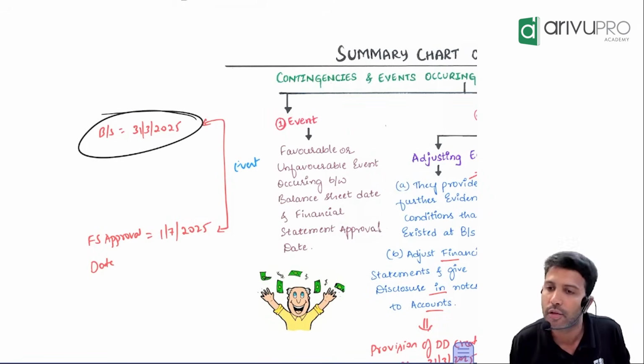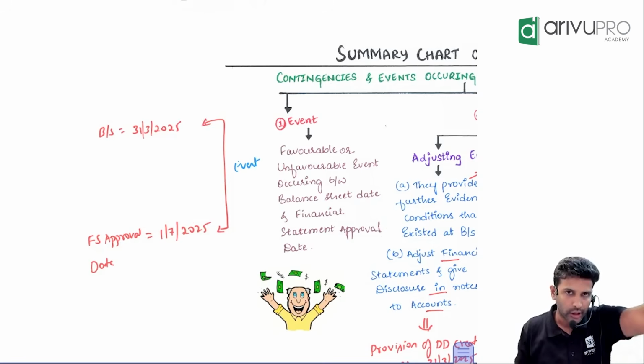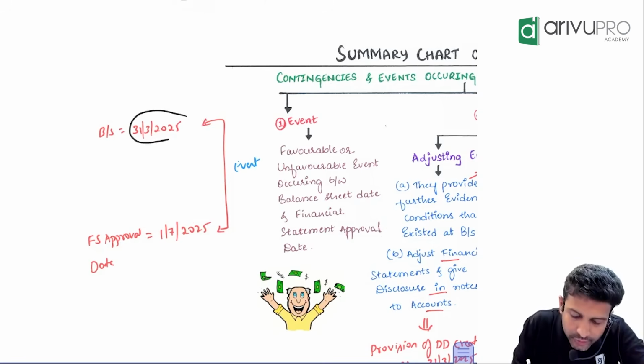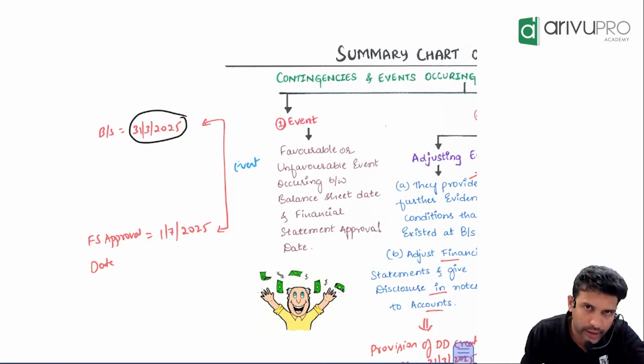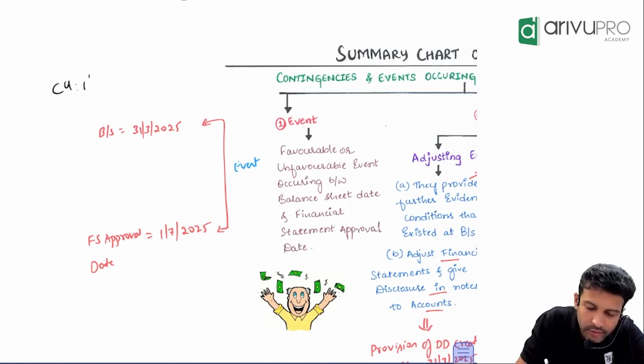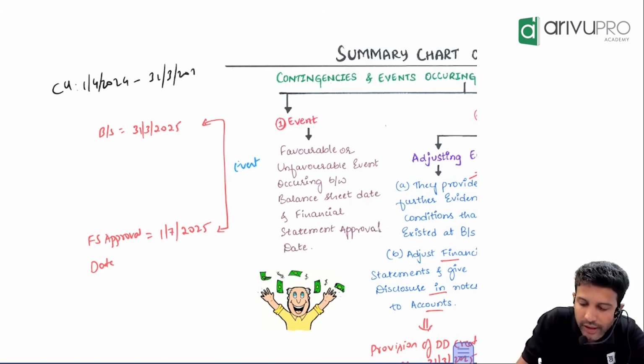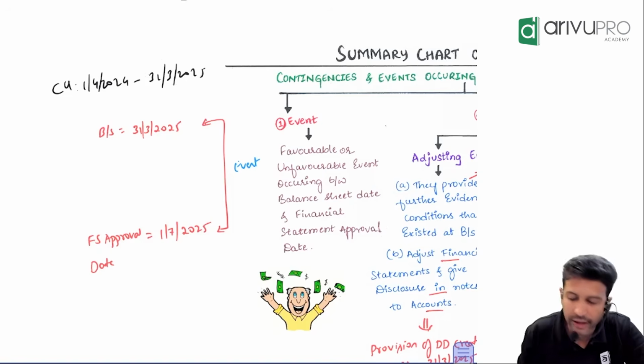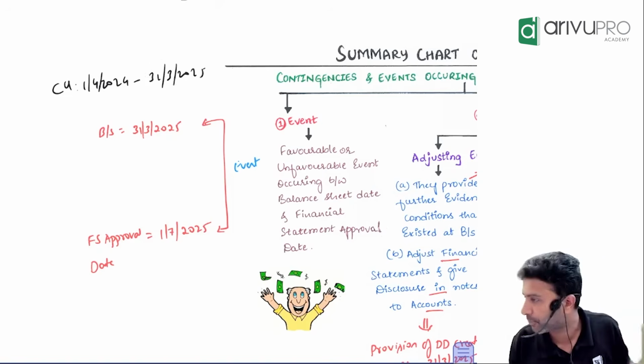of AS4. So suppose the current year has ended on 31st March 2025. Current year is 1st April 2024 to 31st March 2025. So the current year has ended on 31st March 2025.